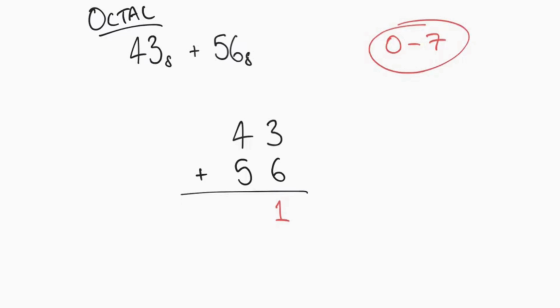Second column here, we have 4 plus 5 with carry. 4 plus 5 plus 1 is 10. Again, we can't put 10 because our base is 8. We are going to carry again. We put down 2 and carry 1 in the next column. 43 to the base of 8 plus 56 to the base of 8 is, or 4, 3 plus 5, 6 gives us 1, 2, 1 to the base of 8.